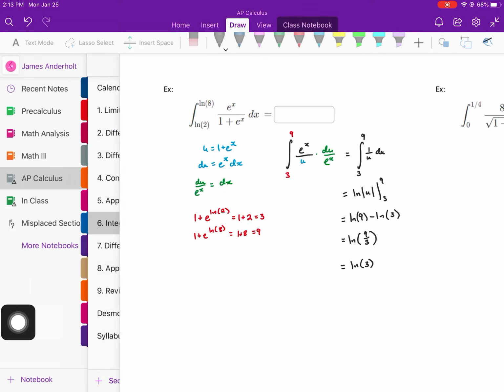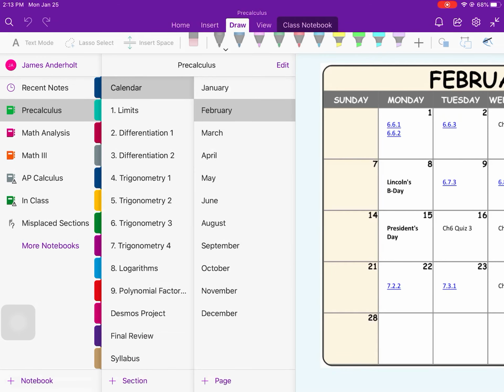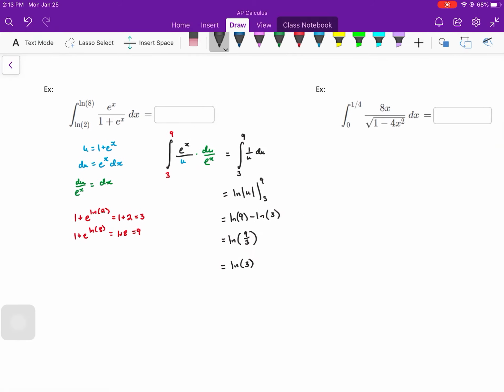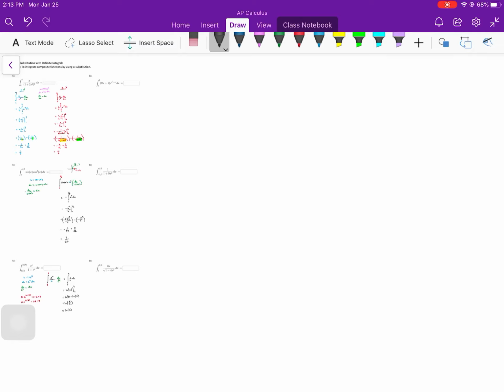If not, you can go back to the notes, I believe. I don't have those notes on those. I need to put some notes on that, though. Maybe I'll put it under review. All right, and that's definite integrals using u substitution.